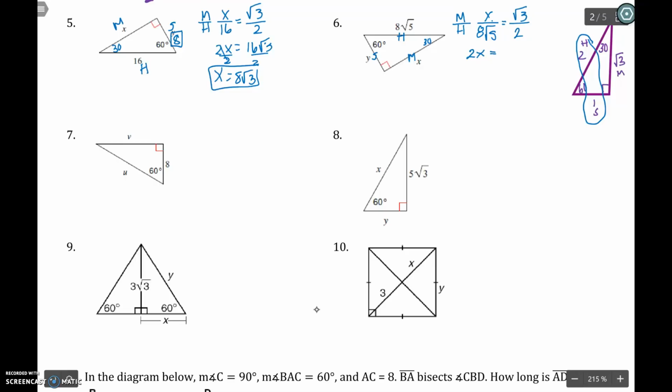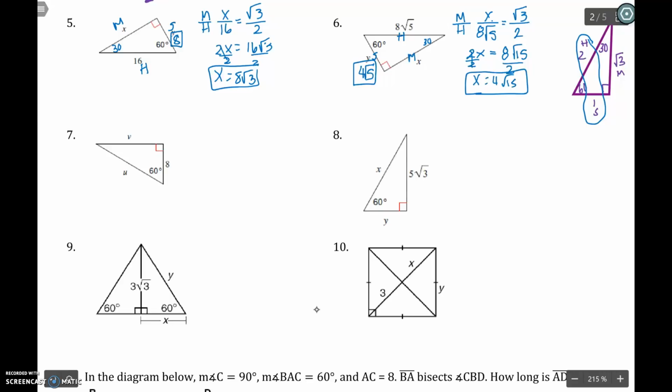8 radical 5 times radical 3 becomes 8 radical 15. And then when you divide by 2, you're going to get 4 radical 15. All right, and then to find y, remember I did say the short side is half the hypotenuse. So half of 8 radical 5 is 4 radical 5. Okay, same on number 7.